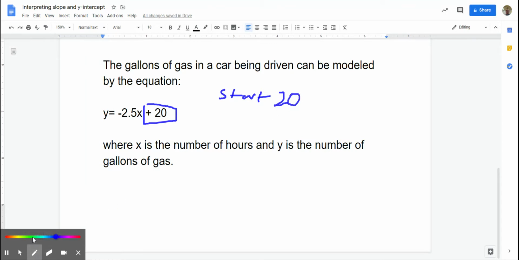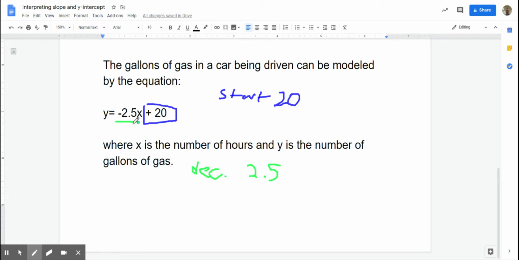Then again, I'm going to look at the slope and say, what's happening? Is it getting more or less gallons? It is losing gallons of gas, which makes sense because it's being driven. So it is decreasing, and I'm just going to say that is decreasing. Then I have to ask myself, how much? Well, the slope is 2.5, so it's decreasing by 2.5.